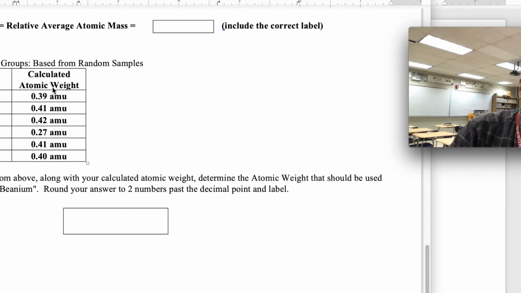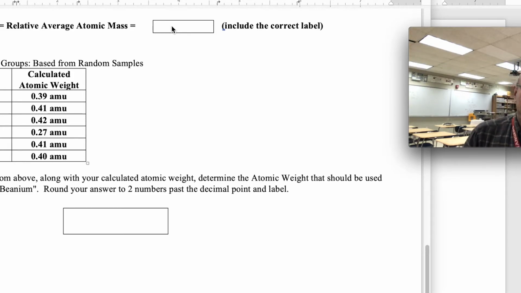So they have their calculated atomic weight as far as what they came up with. And so what I'm asking you to do is to look at their numbers and look at your number and then come up with an average. And hopefully you all know how to come up with an average. Now here's the catch, right? Remember, the sample I gave you was random, right? And so, how do you get a random sample?